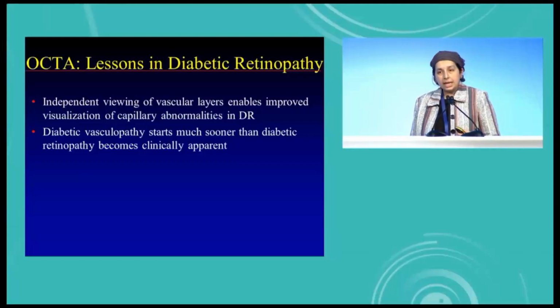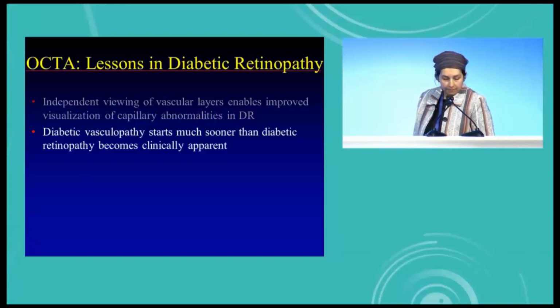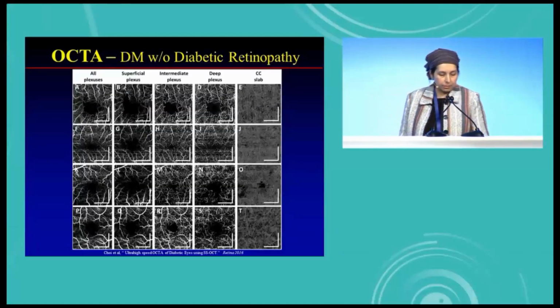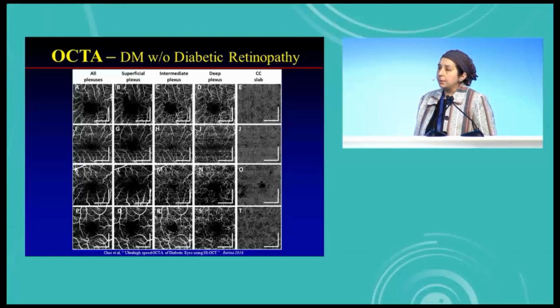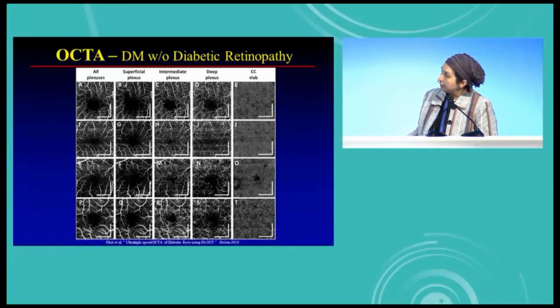One of the things that we've seen as we investigate this is that diabetic vasculopathy starts much sooner than diabetic retinopathy becomes clinically apparent, and there have been several groups that have shown this. This is from one of our initial publications, and these are all patients who have diabetes but with no clinical evidence of diabetic retinopathy, as graded on color fundus photographs and looked at by a reading center as well. And what you see in this particular cohort of patients is that there actually are quite significant vascular changes that you're seeing on OCT angiography.